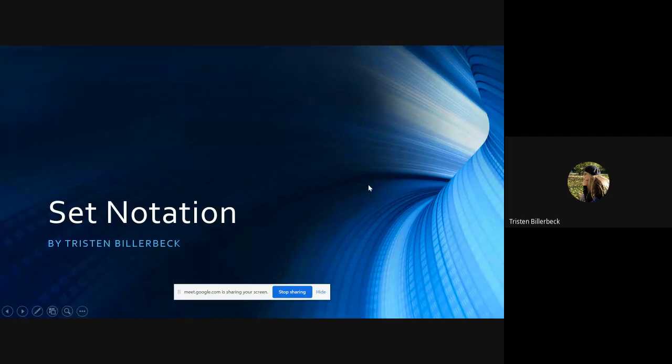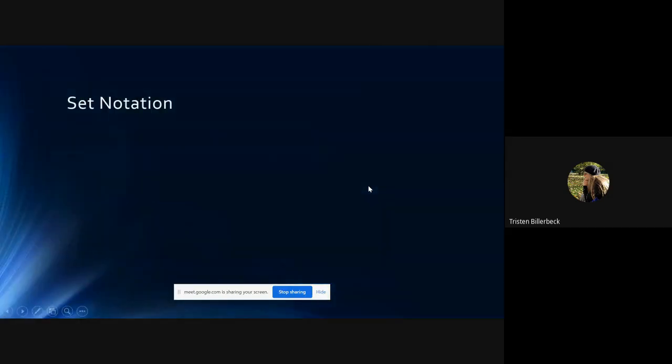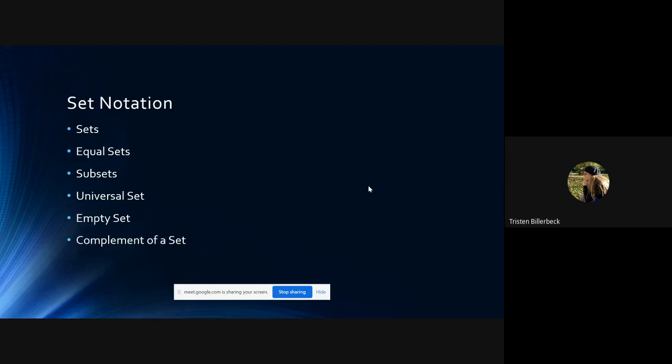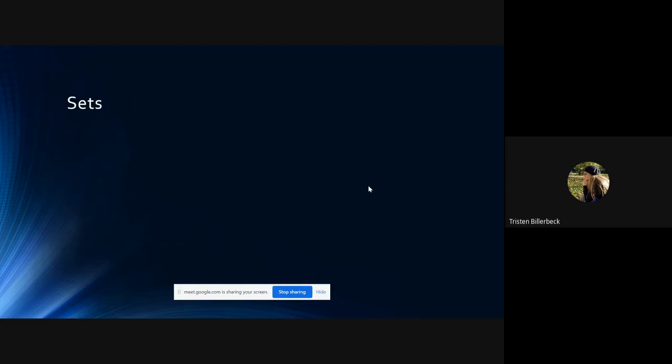So set notation. Set notation has several different sections of it. First, we'll talk about, well, what is a set? What are equal sets, subsets, universal sets, empty sets, and a complement of a set. So let's start with sets. What are sets?